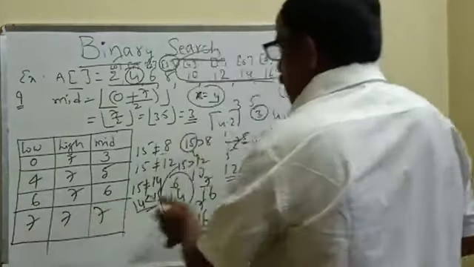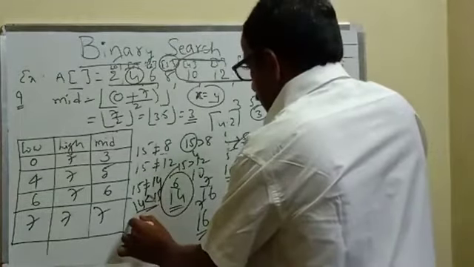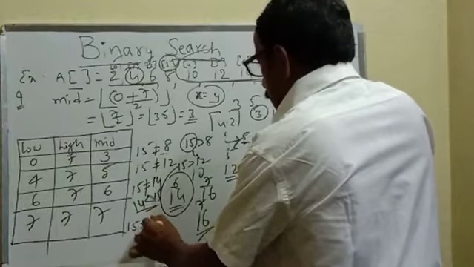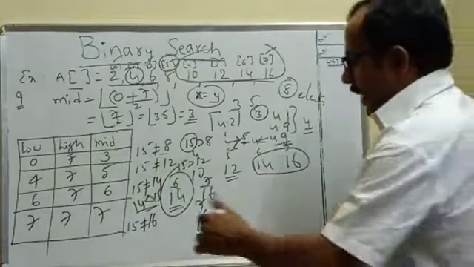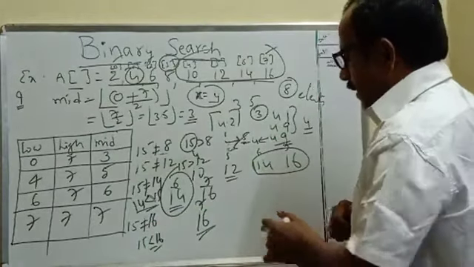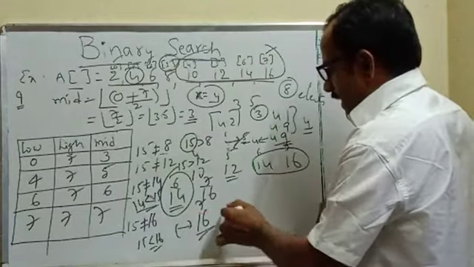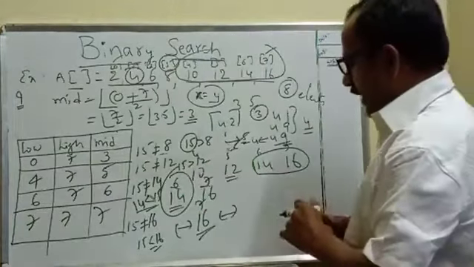7 plus 7 by 2 is 7. So which element is there in location 7? 16. 15 is not equal to 16, yes or no? But the relationship is 15 less than 16. But there is no left side part and no right side part. No subproblem is there at the left side portion, and no subproblem at the right side portion.